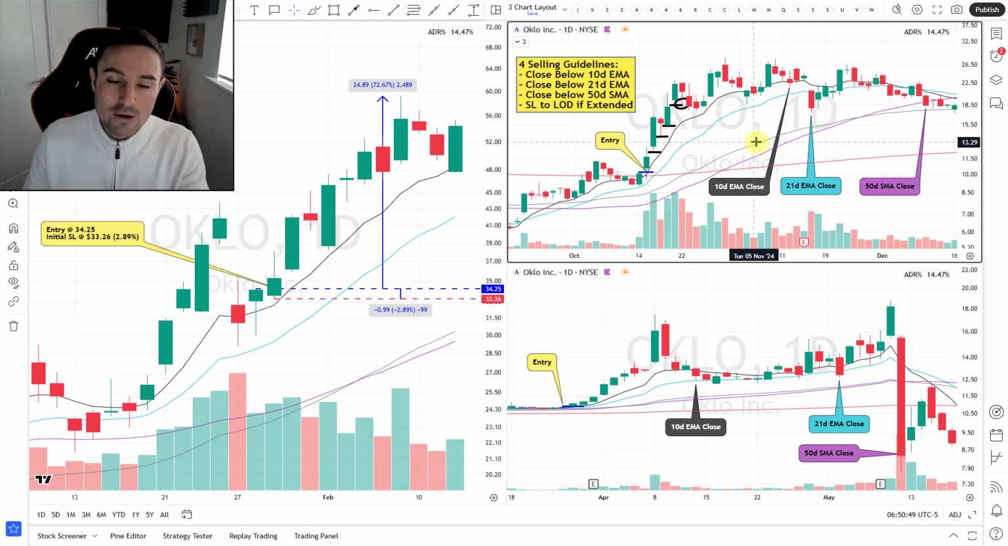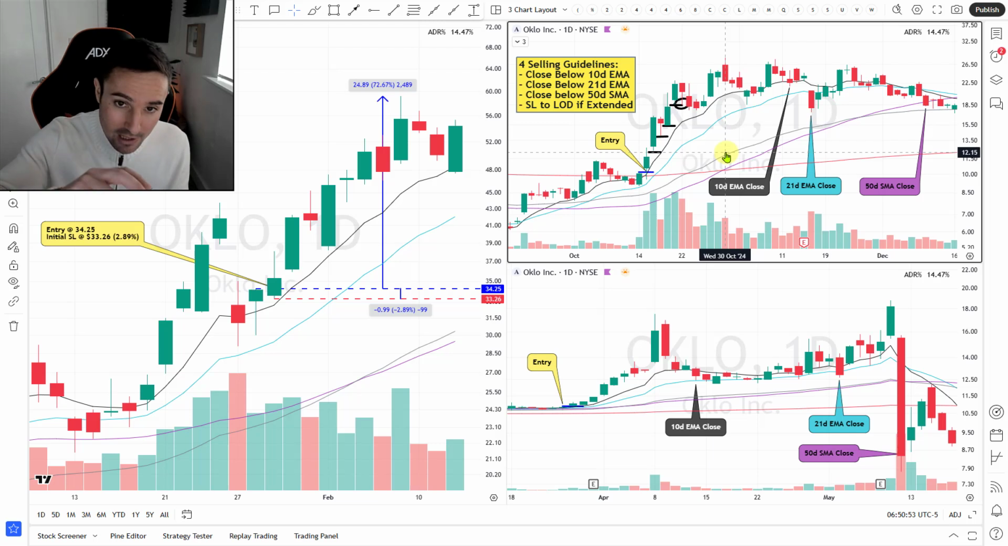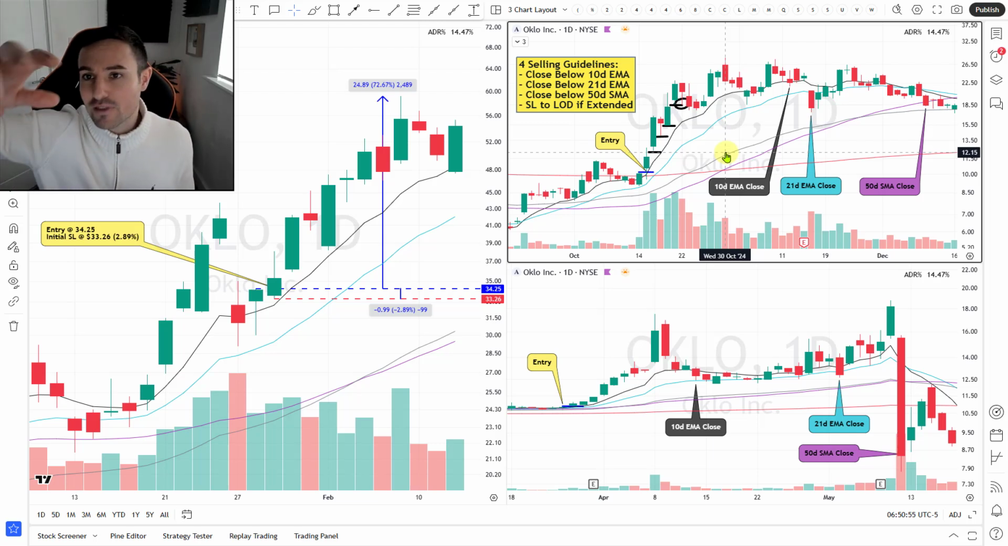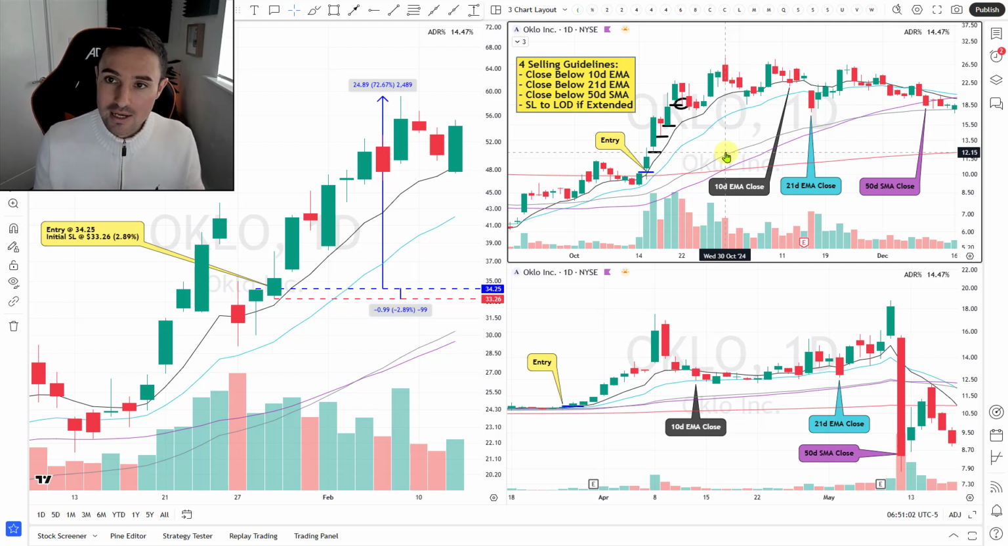So you're trying to get a feel for the stock. Now, some stocks don't do this. They don't trend like this, where they run really quickly ahead of themselves and then turn back around. Some stocks don't move like that, so the low of the day approach may not be optimal based on the previous character. This is why you've got to assess it. But when you're assessing it, there are 4 basic selling guidelines: close below the 10-day, close below the 21, close below the 50, stop loss to low of the day, all or part of the position.